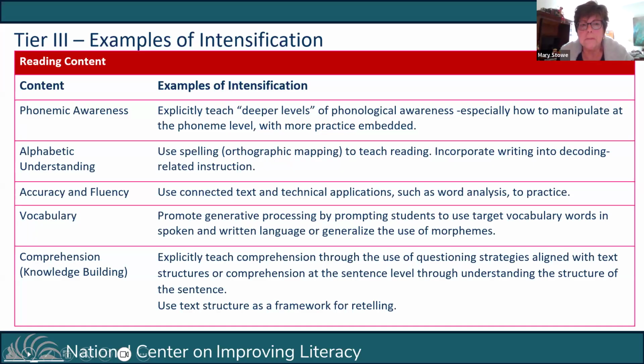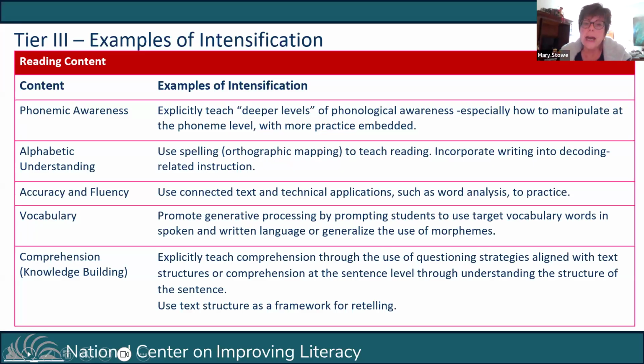We need to link perhaps decoding and encoding back to back when we provide those more intense interventions. But then let's think about fluency. We know that accuracy must come first, but then we need to also think about automaticity and prosody in regard to those relationships. But we need for students to be able to analyze the structure of words so that they have strategies for becoming accurate and automatic with the words that they're reading, with the text that they're engaging with.